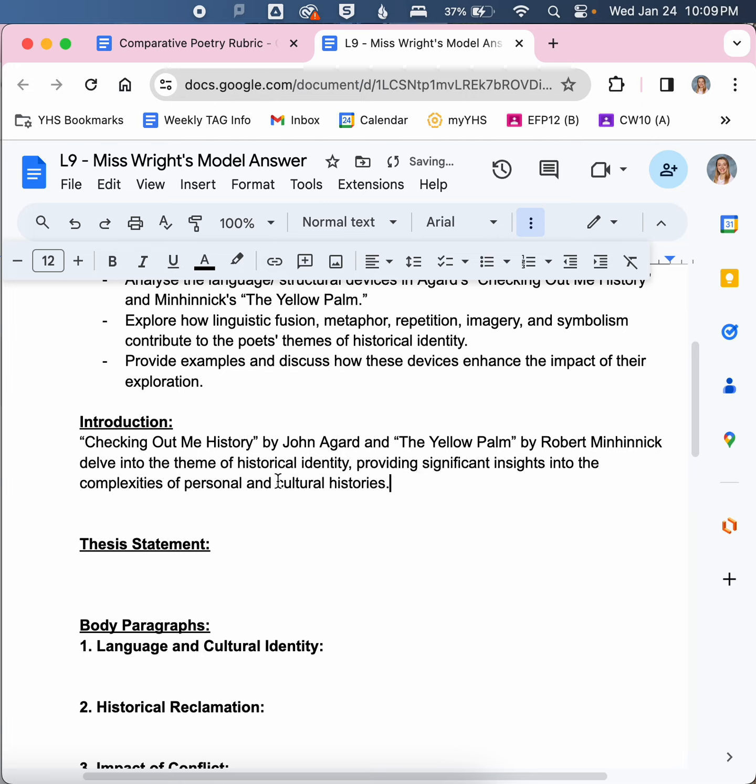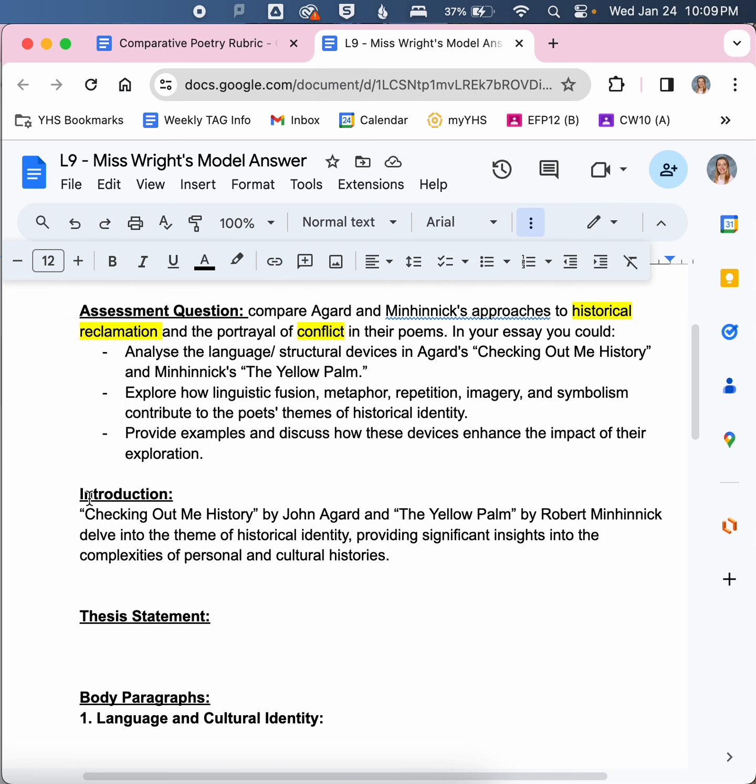Okay, so here I've linked straight back to the assessment question. I've explicitly said to my examiner or my reader the poems that I'm going to be comparing, and the themes that I want to explore as well. So they both delve into the theme of historical identity, providing significant insights into the complexities of personal and cultural histories. So it's kind of the micro sense of the personal within the macro sense of the cultural.